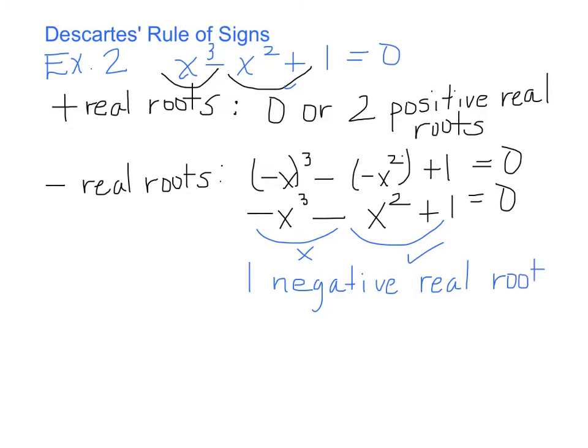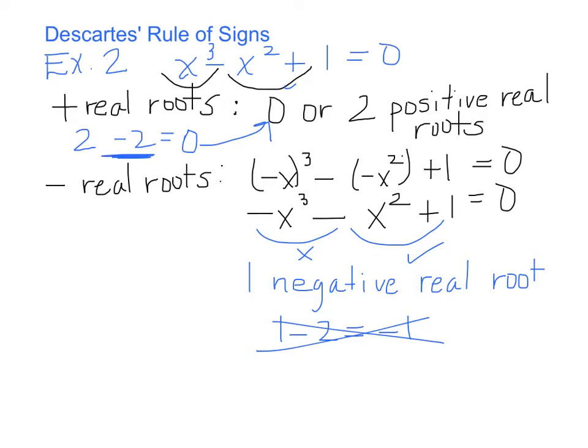And the way that it works is it's either equal to the number of sign changes or it's less than that by an even number. So if you did 1 minus 2, that comes out to be negative 1. So that's why it'll only have one negative real root. The reason why it worked for the positive is you do 2 or you do 2 minus 2, which gives us 0. So it's always less than that by a positive even number. So you always subtract 2 from that number.